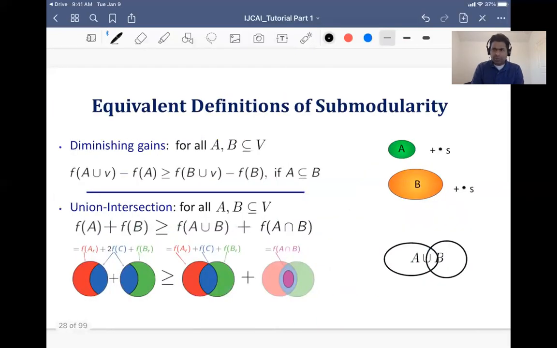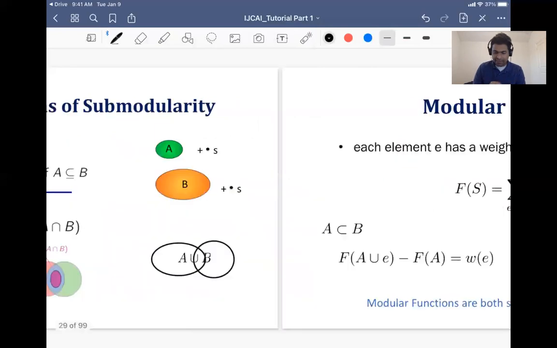There are actually two equivalent definitions of submodularity. The first is diminishing gains, which we saw. This is the diminishing gains definition, right? And the second definition is the union intersection, which says that f of A plus f of B is greater than or equal to f of A union B plus f of A intersection B, right? And the union intersection definition actually holds with equality. And similarly, this also holds with equality when the function is additive or modular, right? So we'll actually see this right now.